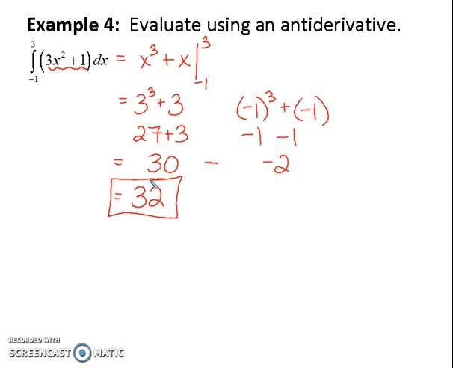So that's where we're going to end the first video for the fundamental theorem of calculus. The second video will pick up with how to find total area.